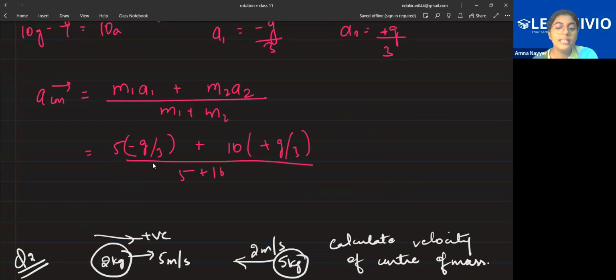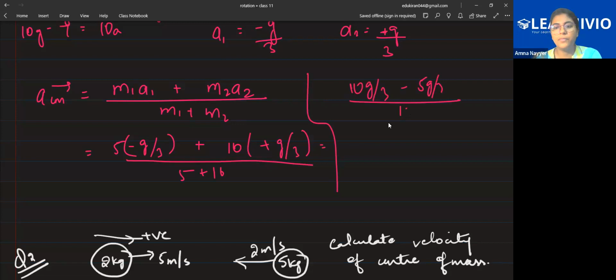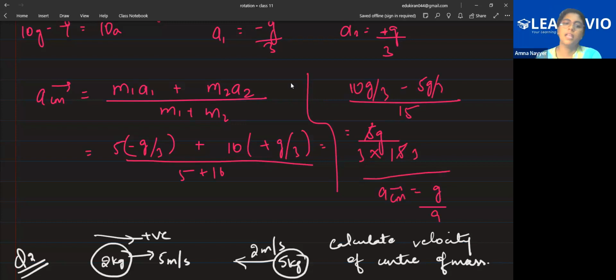So minus 10g by 3, plus 10g by 3 minus 5g by 3, divided by 15. So this is 5g by 3 into 15, right? So the answer is g by 9. This is the acceleration of center of mass. Write it, class.